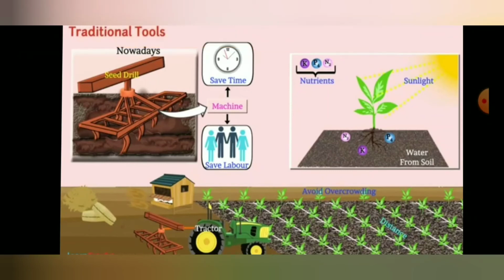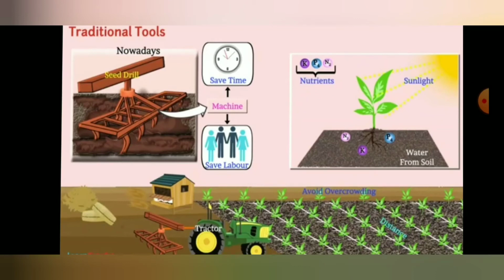Seed drill. A seed drill is a machine made of iron. Nowadays we are using the seed drill. The advantage of the seed drill is that it avoids the overcrowding of the seeds. It can equally distribute the seeds, so the plants will grow at a distance.